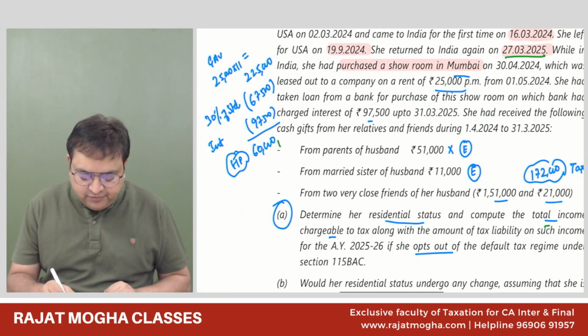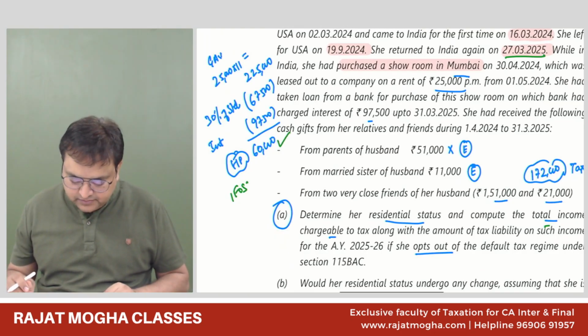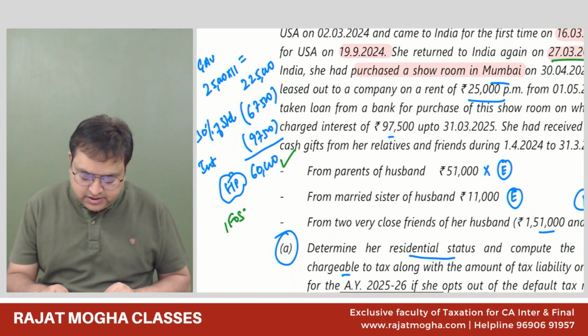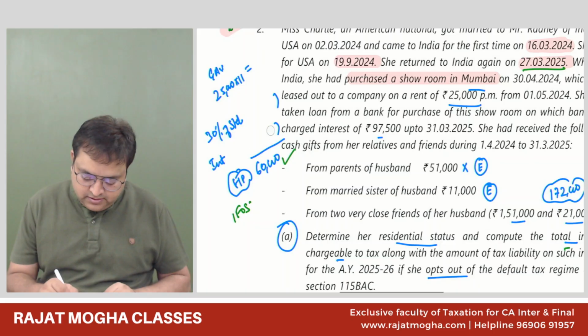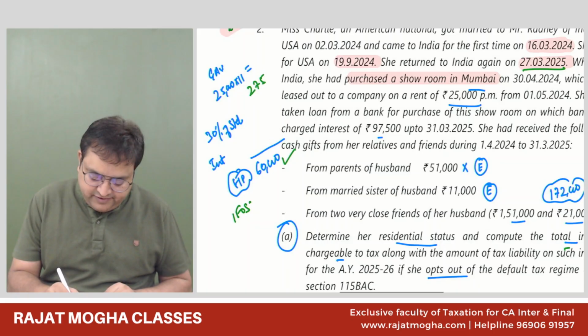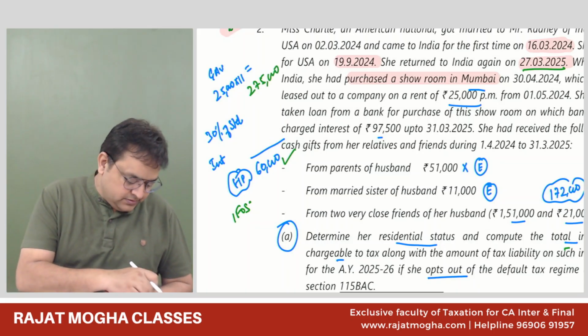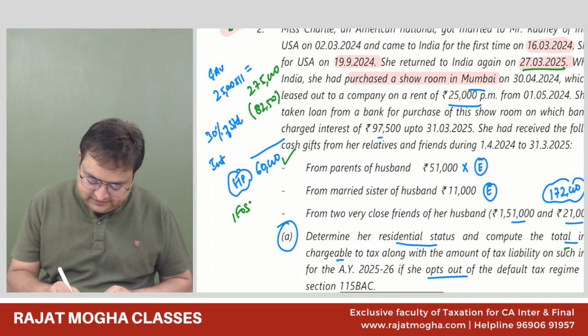Her house property income would be 60,000, and her IFOS income would be... House property gross annual value is 2,75,000, sir. Is it? Okay. Correct. 2,75,000. 82,500 standard. 82,500. Correct, Sugandha. And interest was 97,500.